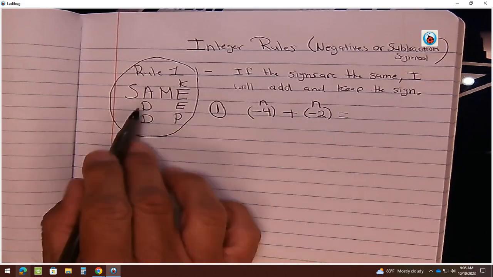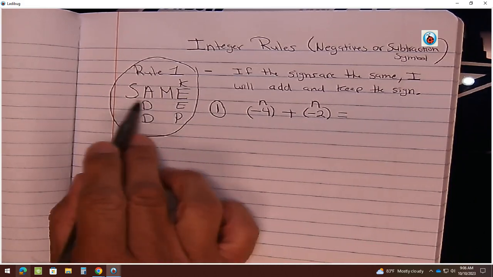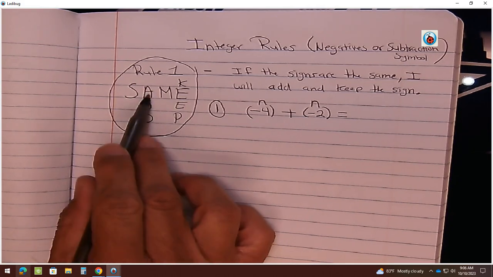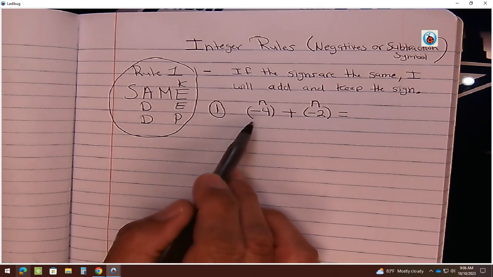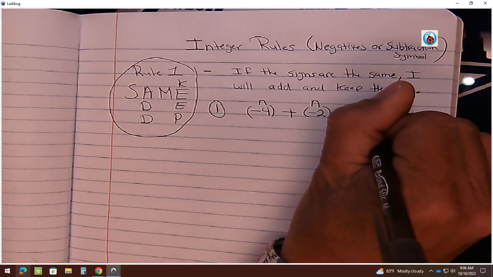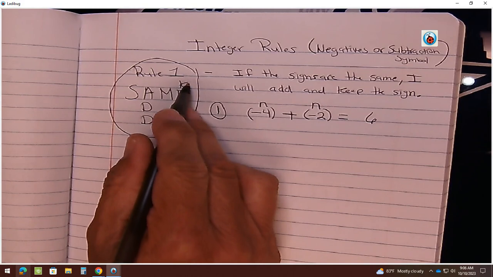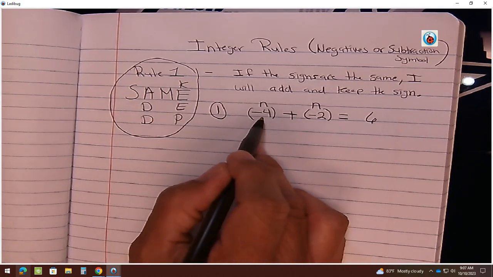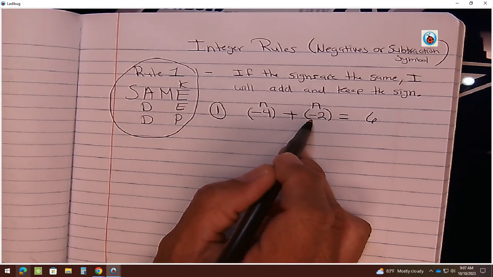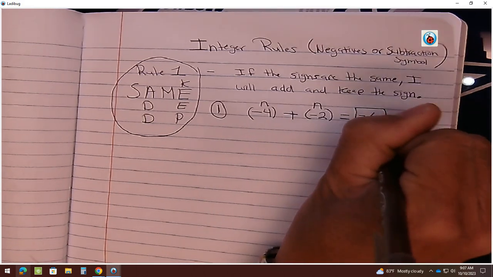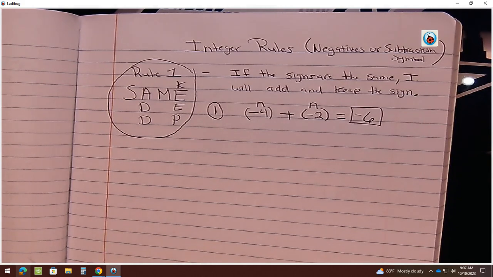So are the signs the same? Yes. So if the signs are the same, what are we going to do? We're going to add. So what's 4 plus 2? 6. There's your first step. Add. Second step, keep the sign the same. So it was negative, negative. So we're going to keep the sign the same. So guess what it's going to be? Negative. There's the answer, -6. Questions? That's very easy. The kids don't have a hard time with that.